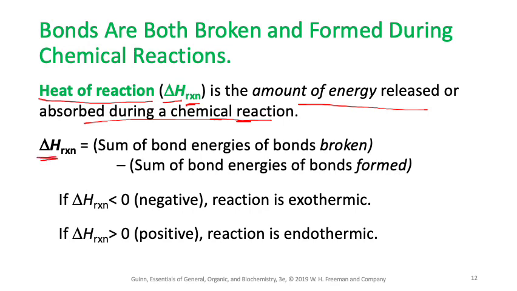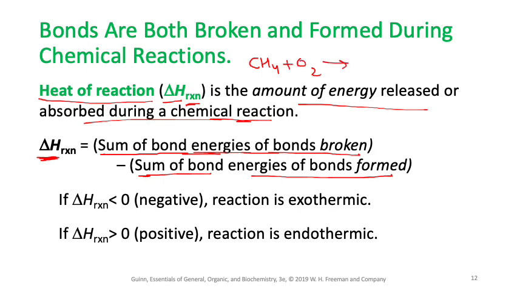And how can we calculate this heat of reaction from a chemical reaction? We can calculate it by summing all the bond energy of the bonds that are being broken during the reaction on the reactant side, and then subtracting the sum of the bond energy of the new bonds formed on the product side. For example, let's take this reaction again. CH4 plus O2 gives you carbon dioxide and water.